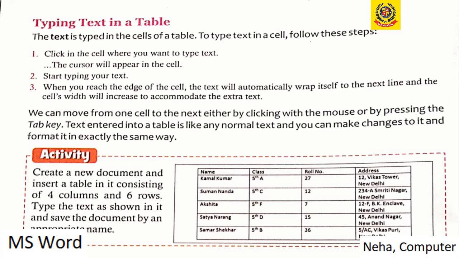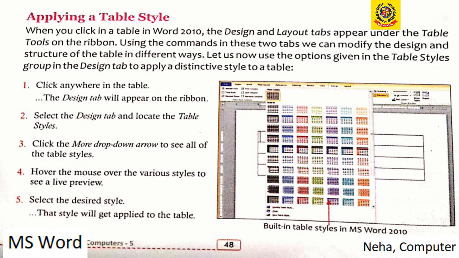So we are going to create a table just like the activity which is shown in your book. And before that, we'll see that some table styles are also there in Microsoft Word. Now, when you click in a table in Word 2010, the Design and Layout tabs appear under the Table Tools on the ribbon. Using the commands in these two tabs, we can modify the design and structure of the table in different ways. So we are going to look at how to insert a table in Microsoft Word.